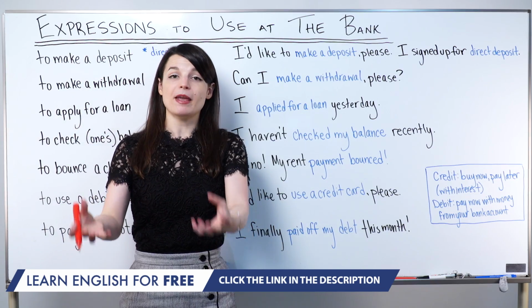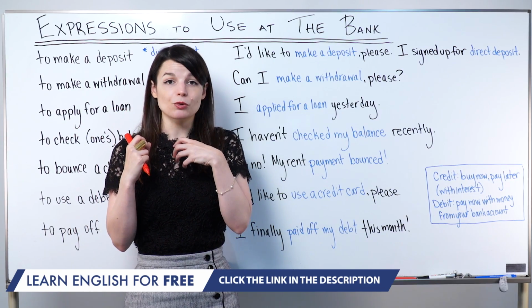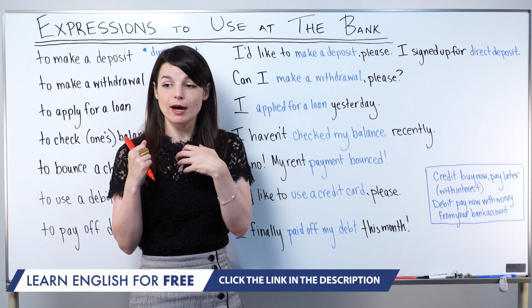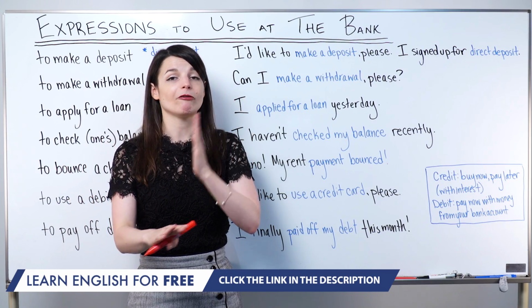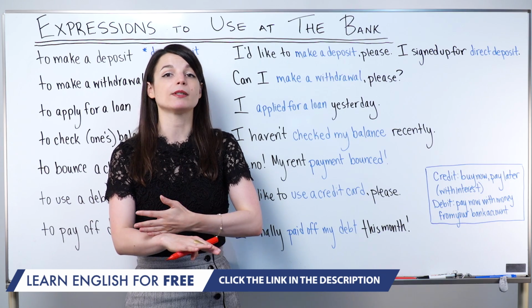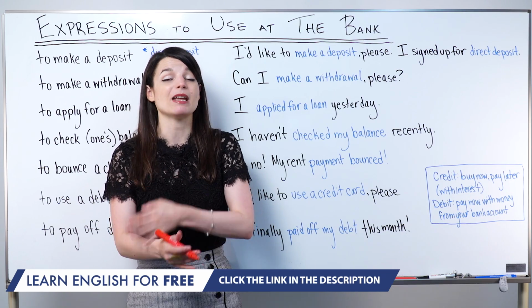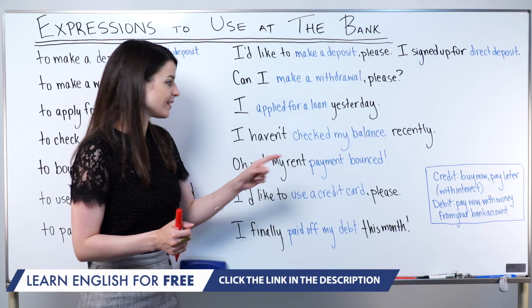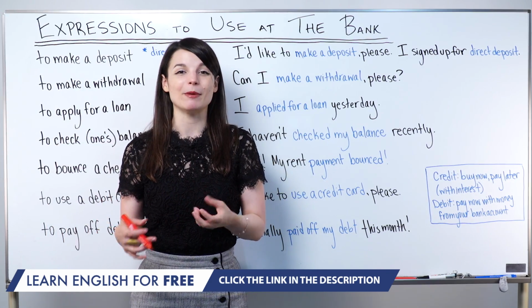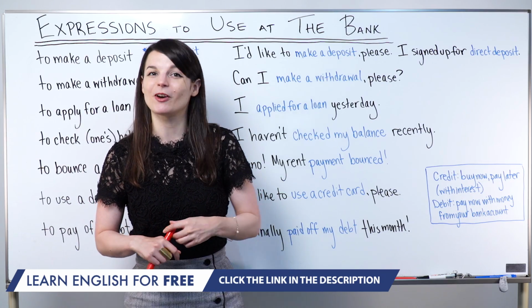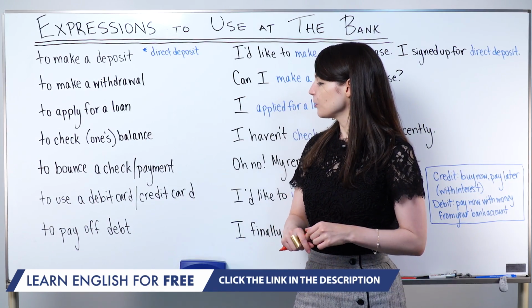That means the payment was supposed to come from my account, but my account did not have enough money, so the payment failed. That's called a bounced payment. My payment bounced. So this is the verb that we use for bounced payments, or failed payments or failed checks. Okay, let's continue on to the next one.